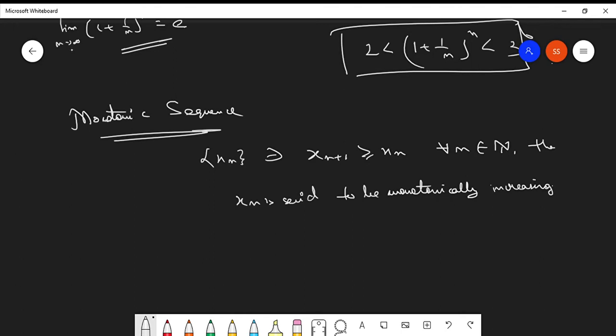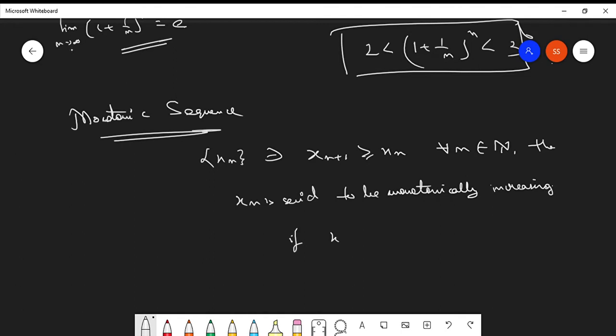That is, every consecutive element is greater than some arbitrary element. Suppose xn plus 1 is the next consecutive element to xn; that will either be greater than xn or equal to xn, for all n belonging to natural numbers. If such a condition appears, then xn is said to be monotonically increasing.